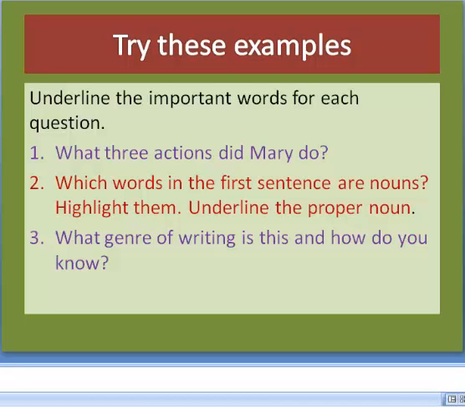Let's try these examples. Underline the important words for each question. What 3 actions did Mary do? You should have underlined the word 3. Which words in the first sentence are nouns? Highlight them. Underline the proper noun. You should underline the words first sentence, nouns, highlight, underline, and proper noun. What genre of writing is this and how do we know? You should have underlined genre and how.